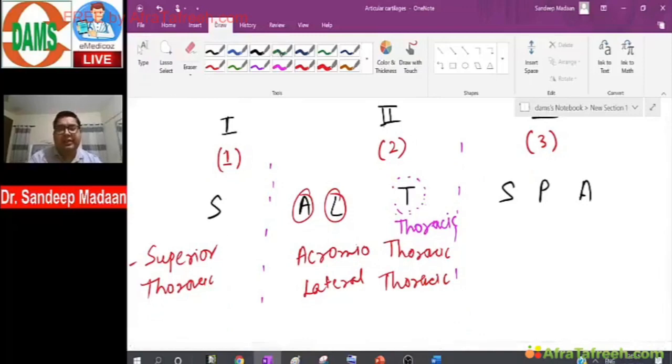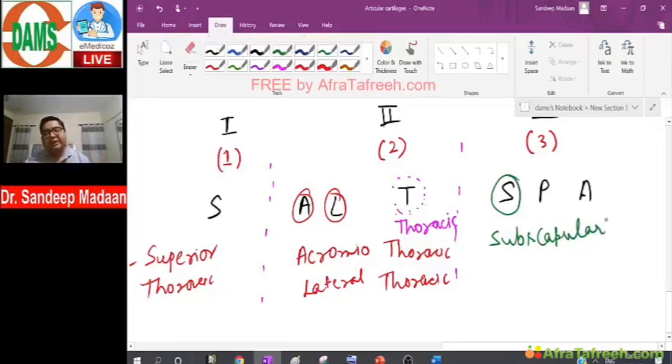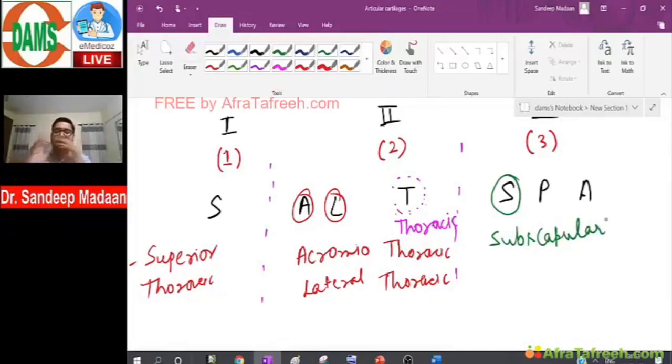Let us write down. S is nothing but subscapular. And if it is subscapular, it should travel in front of the scapula or behind the scapula? It should travel in front of the scapula, because in front is below. In humans, it is in front. So the subscapular artery is a branch from the third part of the axillary artery.